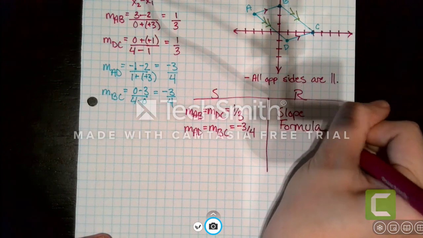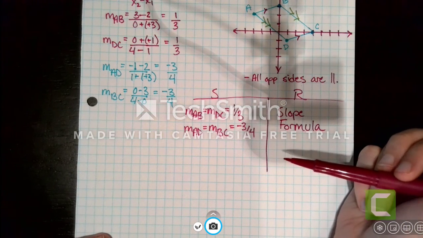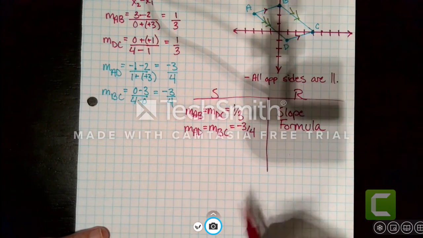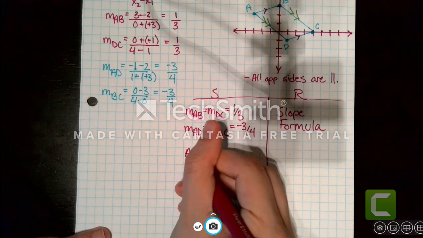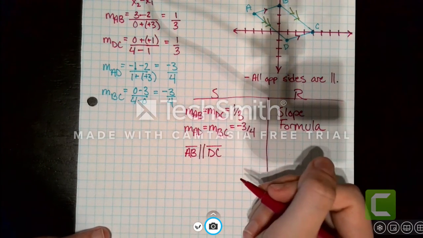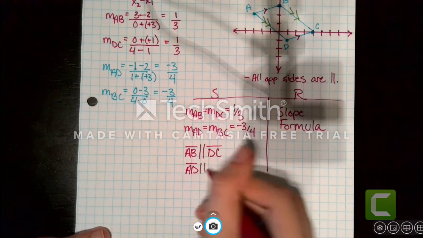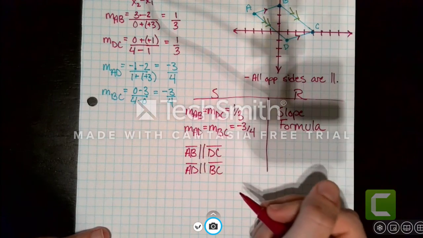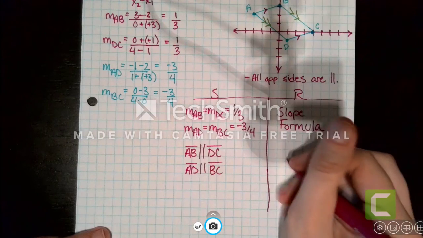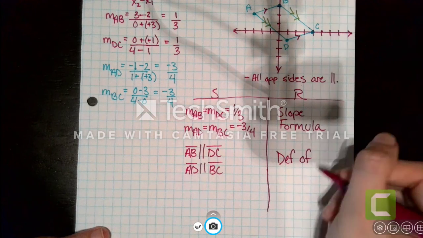As stated before, when your slopes for two different sides are the same, we can claim that they're parallel. So since the slope for AB is equal to the slope for DC, we can say segment AB is parallel to segment DC. We can also state that segment AD is parallel to segment BC. And since the slopes were the same, we made this statement true. Your reason for this should be the definition of parallel lines.